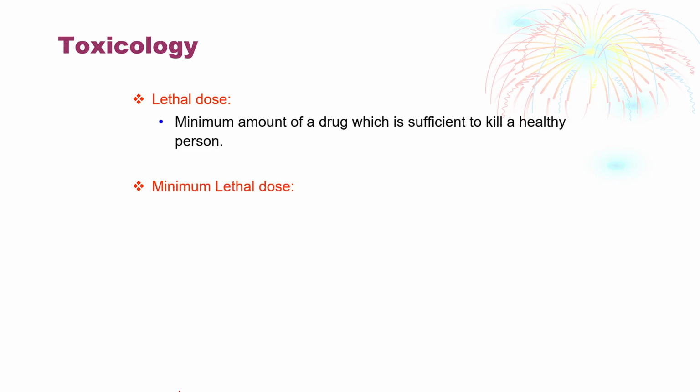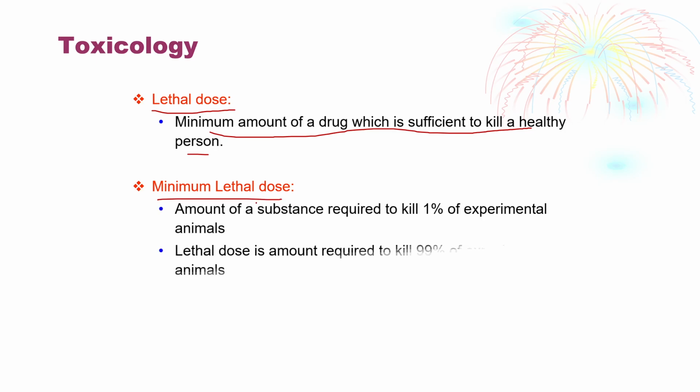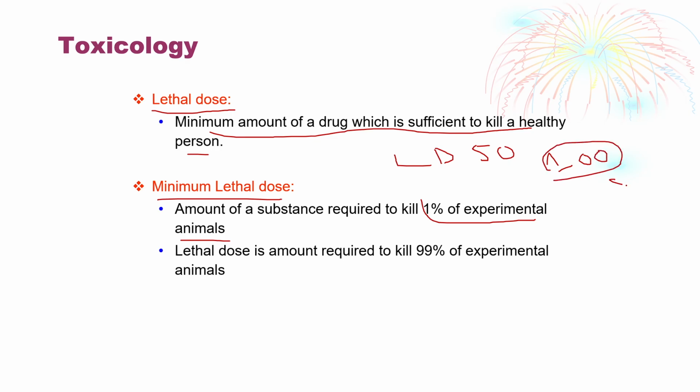After that, there are some other definitions like the lethal dose. Lethal dose is the minimum amount of drug which is sufficient to kill a healthy person. And what is the minimum lethal dose? The minimum lethal dose is the dose required to kill 1% of experimental animals. I discussed two important things in the first lecture that we will do again. That was the LD50. What was the LD50? When among 100 people, some dose is sufficient to kill 50 people, it is called lethal dose 50.